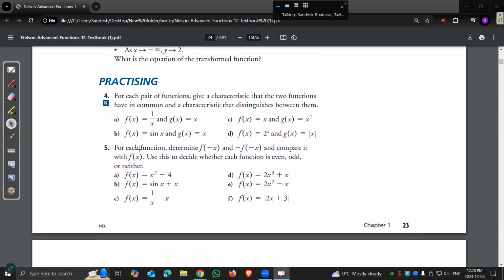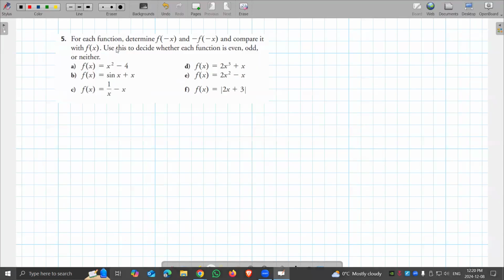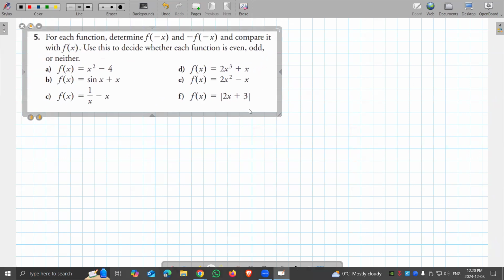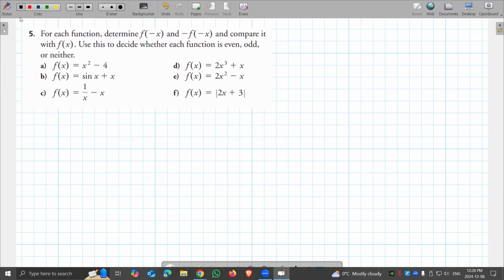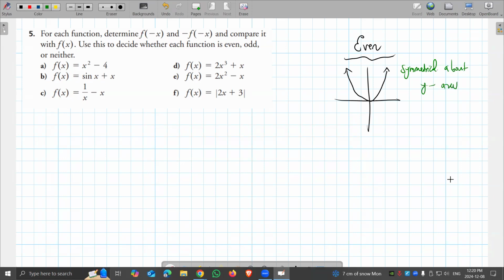Okay, now let's deduce if something is odd or even. So here are the conditions for something to be an odd function and something to be an even function. Graphically, it's pretty easy to understand. An even function is symmetrical around the y-axis. That's graphically. Mathematically, from a formula standpoint, an even function is this.